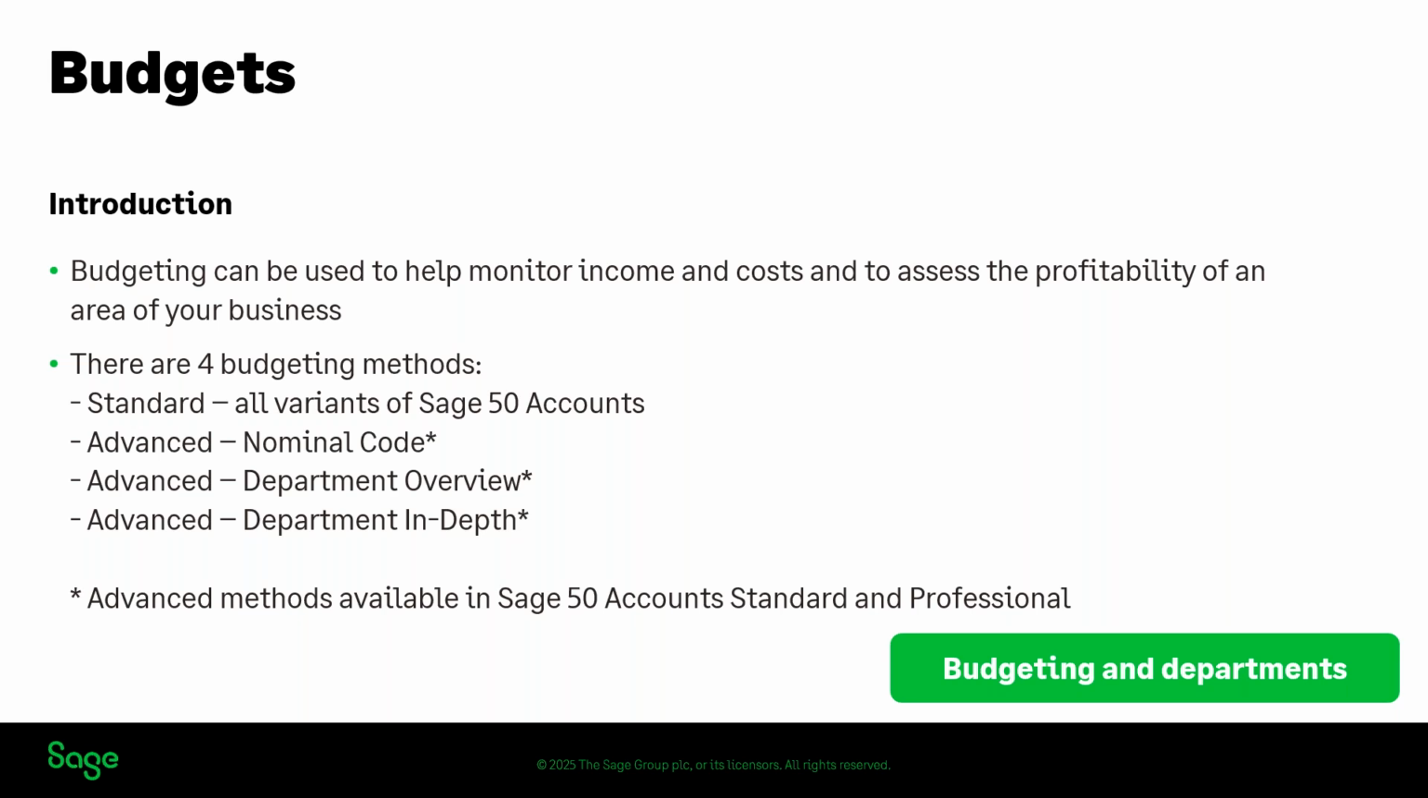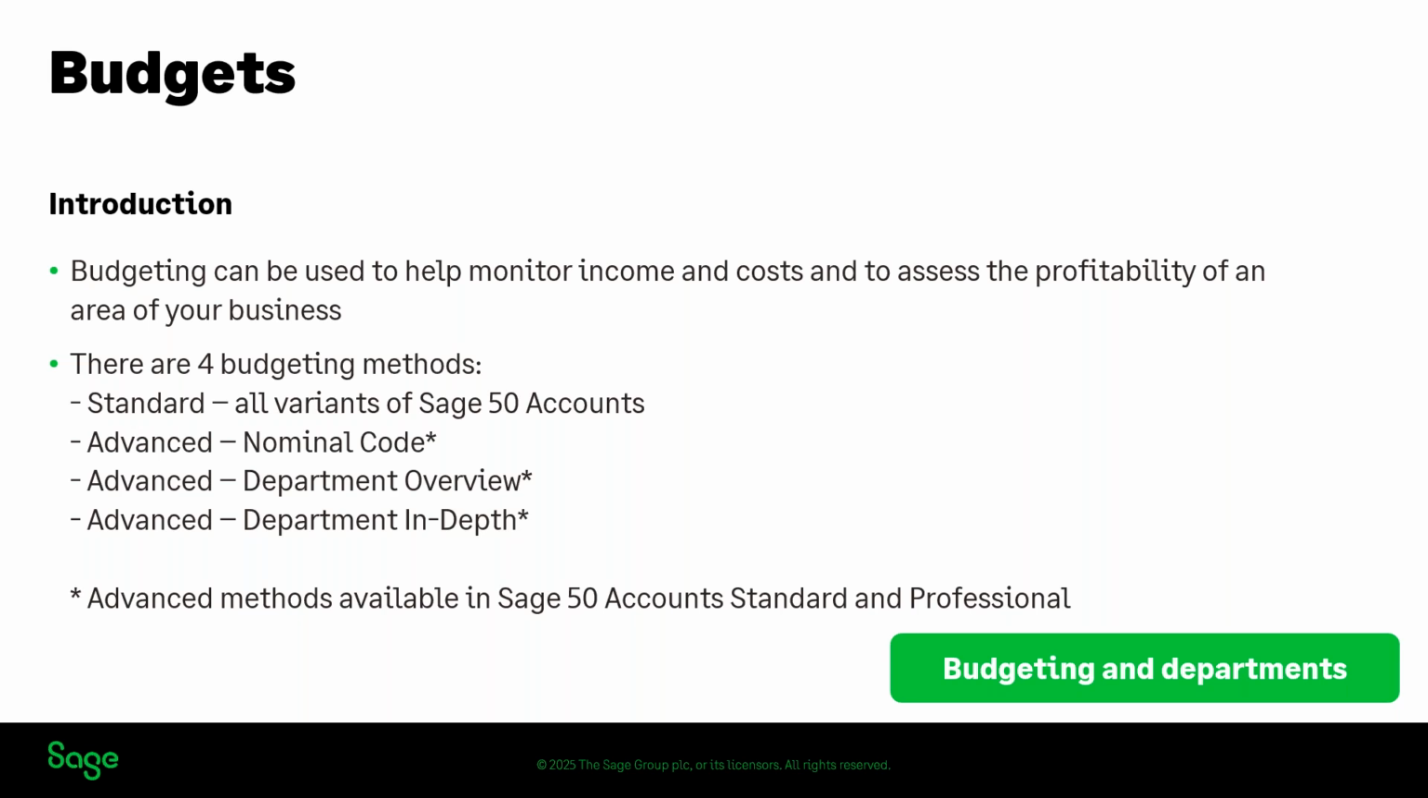Now, there are 4 budgeting methods in Sage 50 Accounts, and they're split into 2. First is standard, which is what we're covering today. The standard budgeting method is available in all levels of the software, so it doesn't matter whether you're on Essentials, Standard, or Professional. It's the default method as well. The advanced method is split into 3 types: advanced by nominal code, by department overview, and department in depth. It's those advanced options that we cover in part 2.